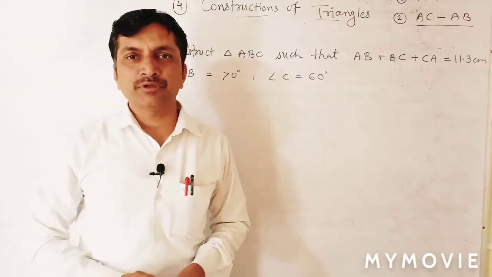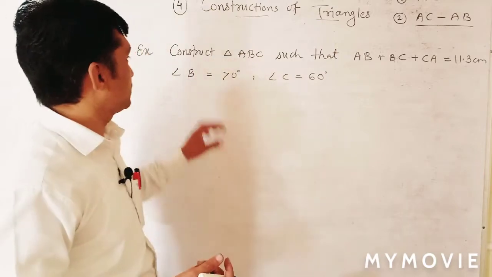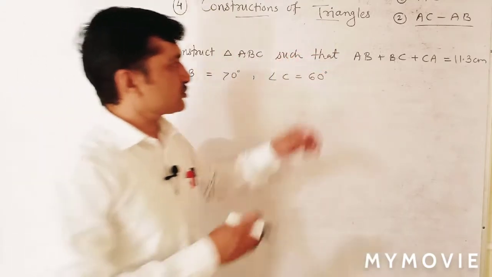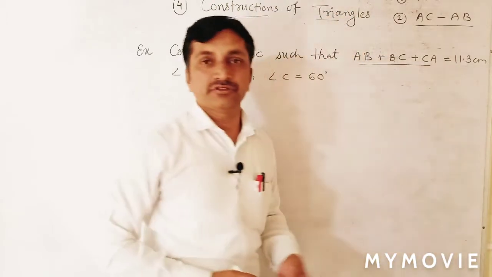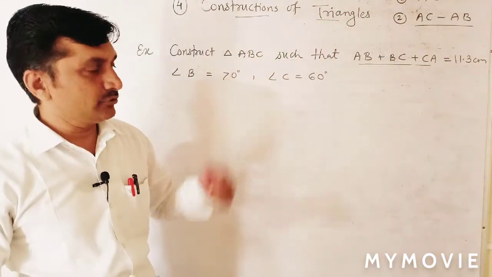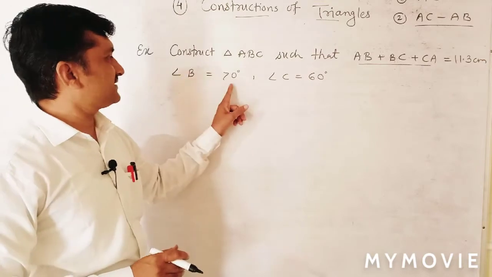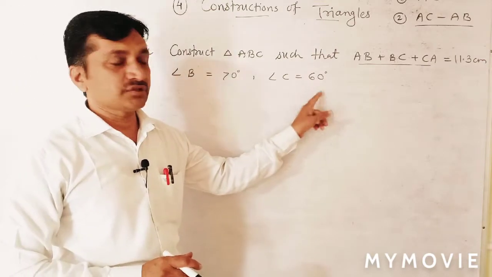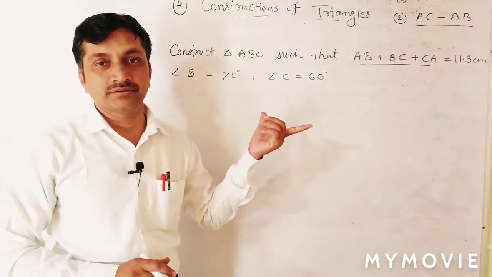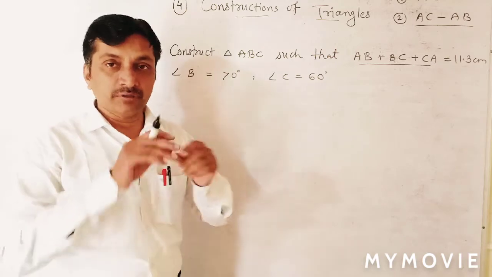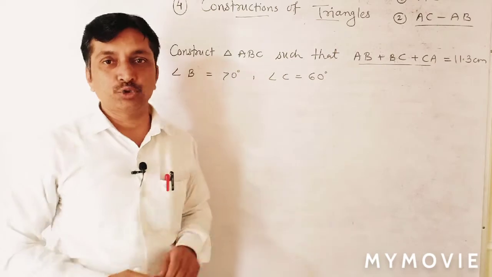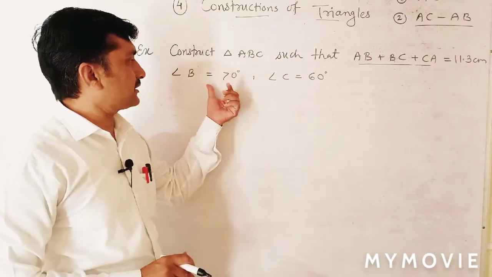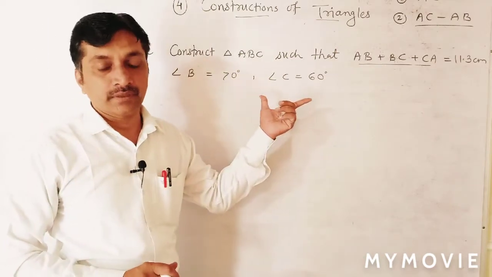Now example number 1 based on construction number 3. Construct triangle ABC such that AB plus BC plus CA, the sum of three sides, means the perimeter, is 11.3. Angle B is 70 and angle C is 60. These are the two base angles. But here the base is not given. Base angles are given, two base angles. We cannot take 70 and 60 directly.